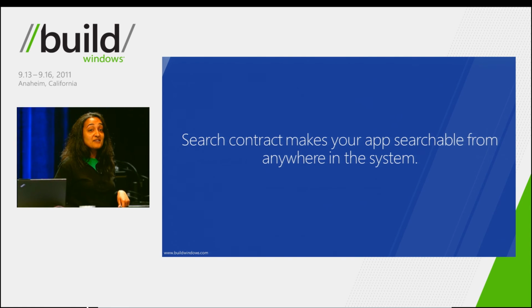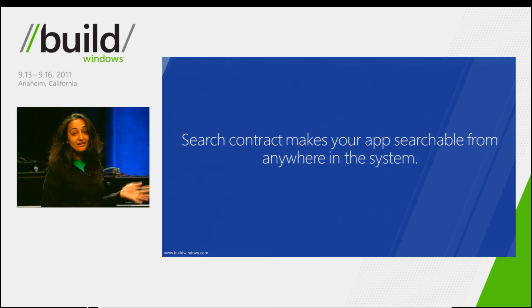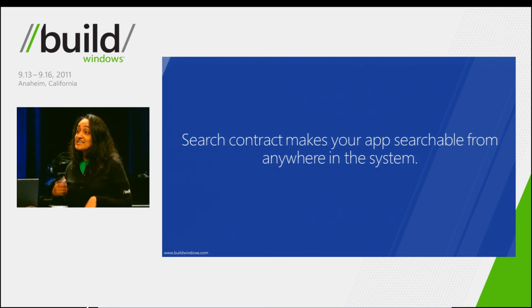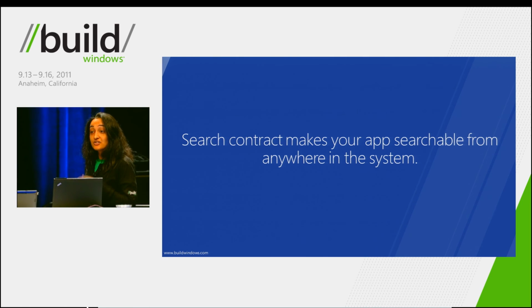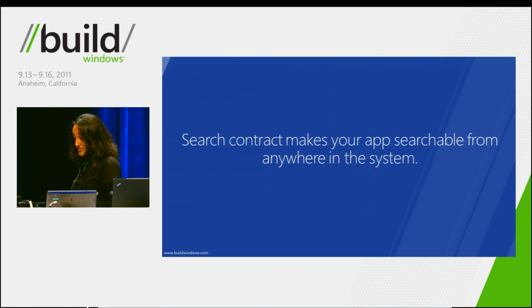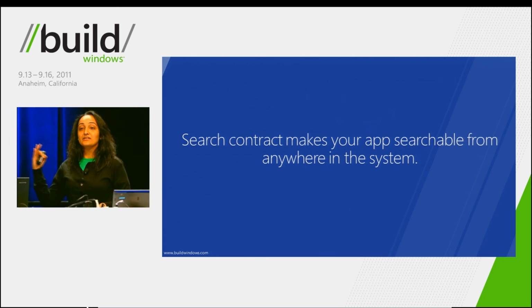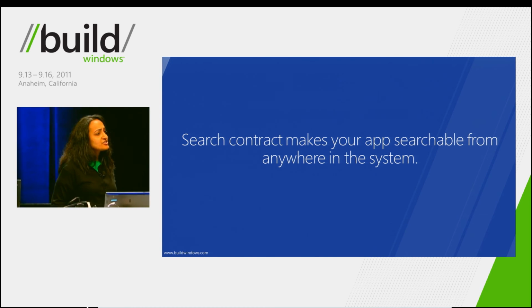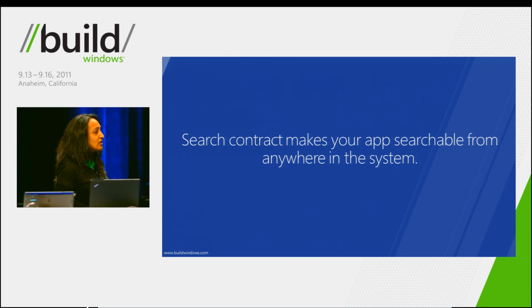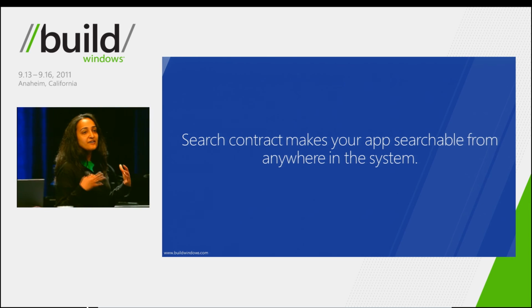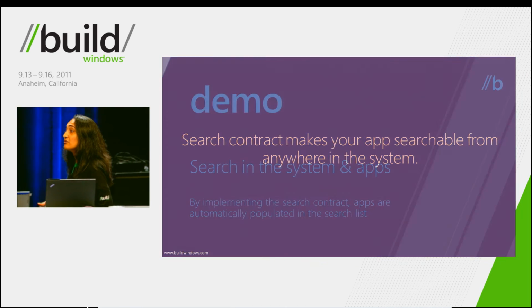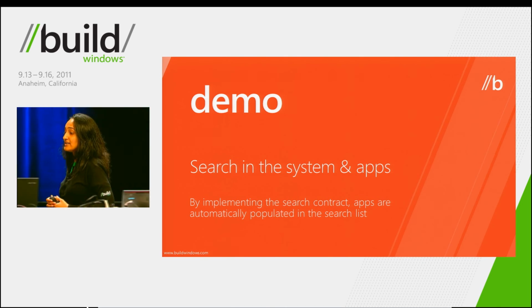The search contract makes your app searchable from anywhere in the system location. And how this is shown in the user experience is via the search charm. You saw Jensen's talk on Tuesday at the keynote, where he showed you the charms that come up from the edge, and the search charm is one of them. Search is lightweight, contextual, and it unifies all these various locations that users searched in that I just talked about. So let me show you what I mean by quick demo.